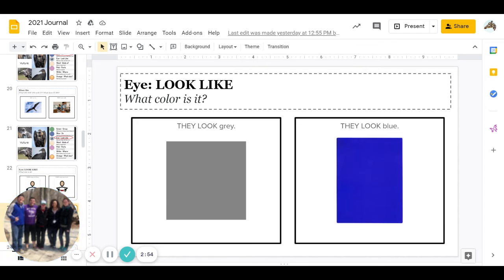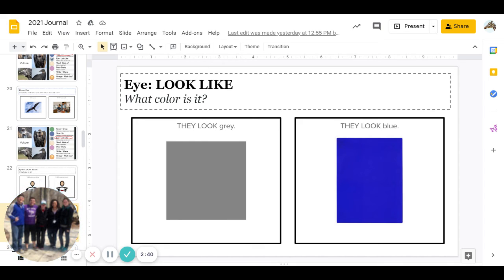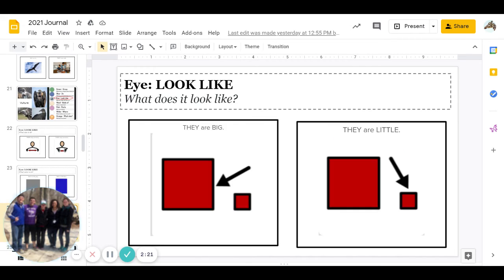Great job. The next one is, what color is it? Do vultures look gray, or do vultures look blue? And go back and look. Go ahead and pause to answer. Great job. And then comes, what does it look like? Are vultures big, or are vultures little?